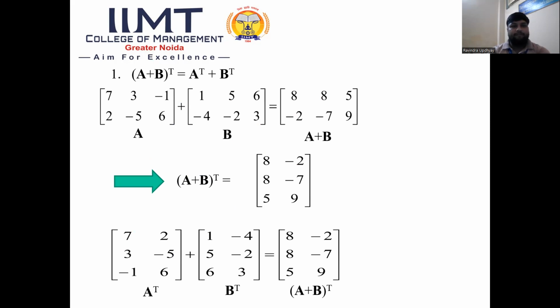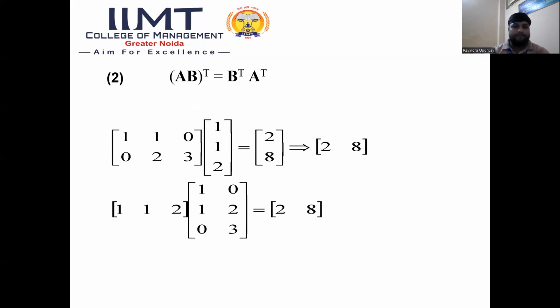B transpose. By an example, we take two matrices A and B, and we add them. A plus B equals 8, 8, 5, minus 2, minus 7, 9. Now we transpose this matrix: (A + B) transpose equals 8, minus 2, 8, minus 7, 5, 9. Now we add A transpose plus B transpose, and we get 8, minus 2, 8, minus 7, 5, 9. We see that (A + B) transpose is equal to A transpose plus B transpose.